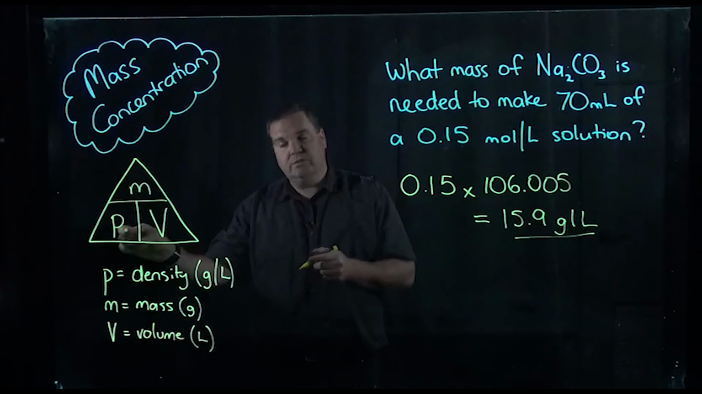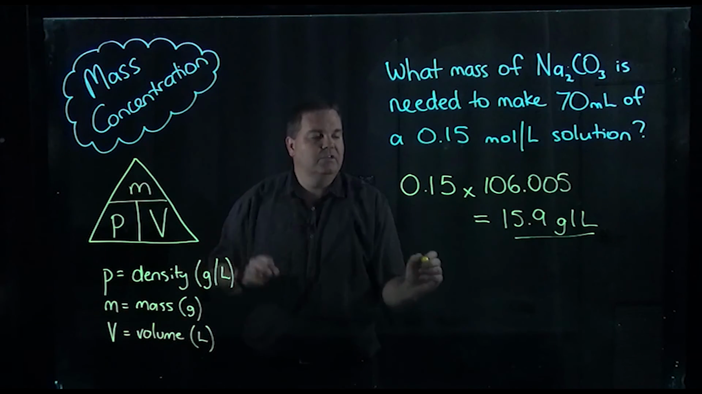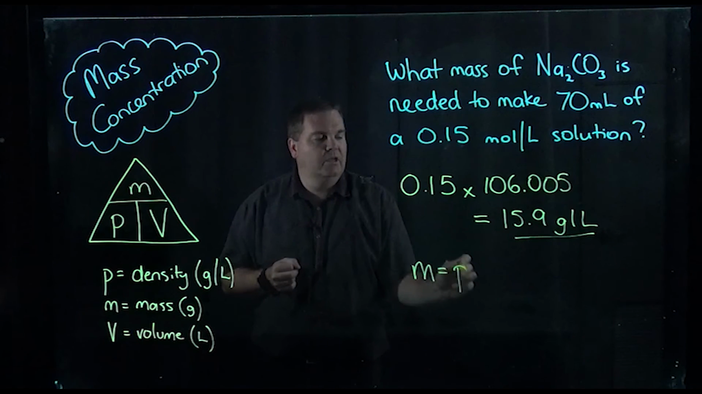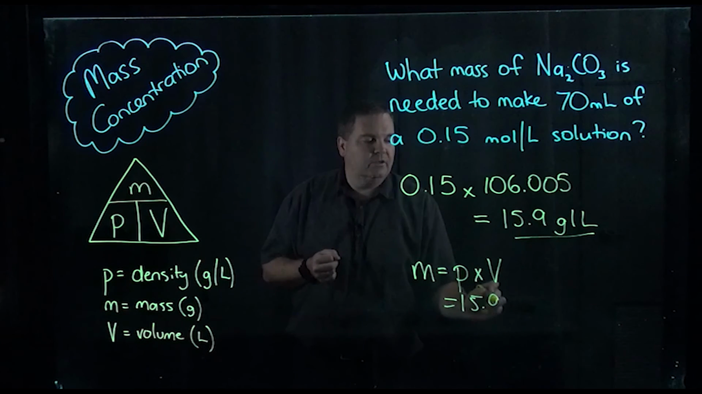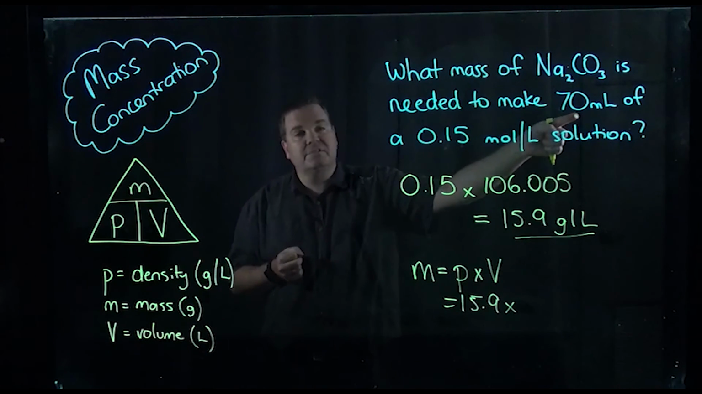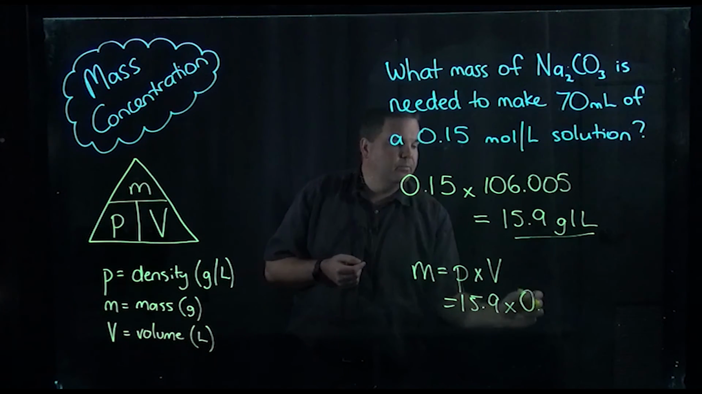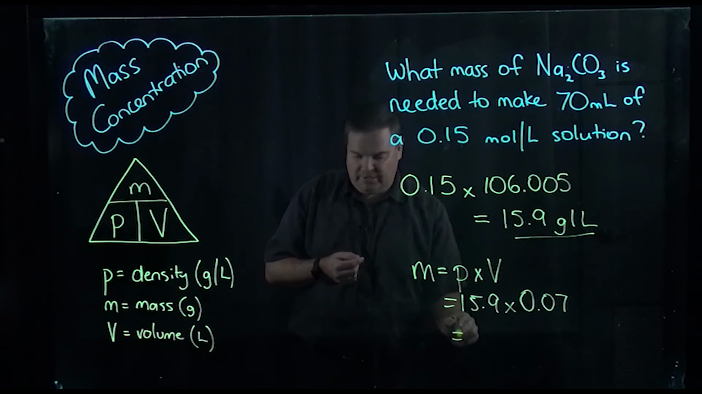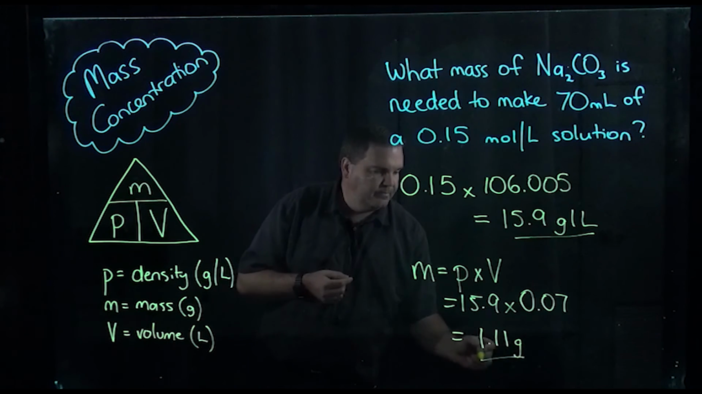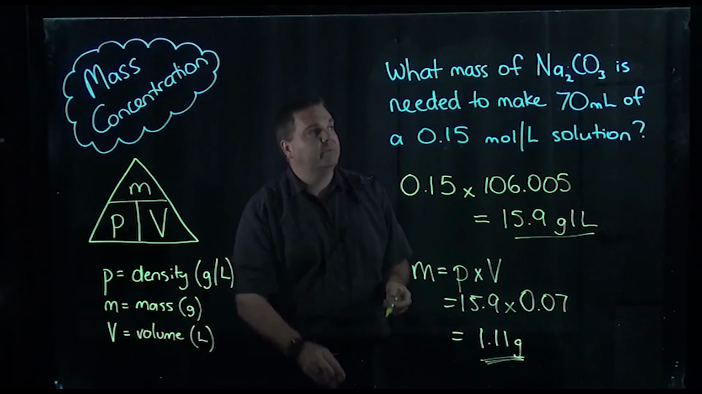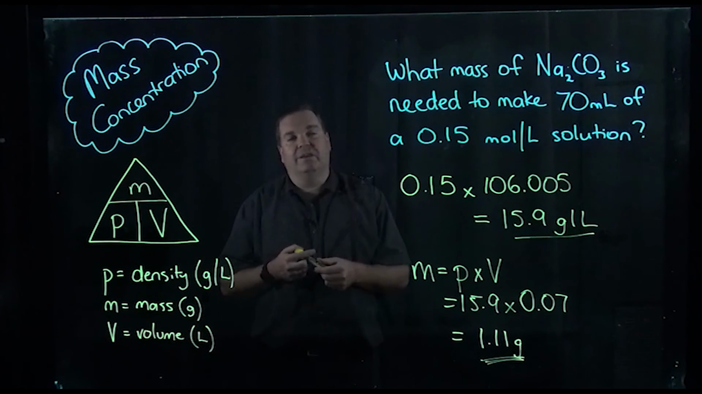Now we've got a mass concentration. We can use our mass concentration and the volume, which is 70 mils, to work out our mass. So mass equals mass concentration times volume, so it's 15.9 times by volume 70 mils, so we need to convert it into litres, so divide it by 1,000 to get to 0.07. Doing that gives us a value of 1.11 grams. So we need 1.11 grams of sodium carbonate to make 70 mils of a 0.15 mole per litre solution.